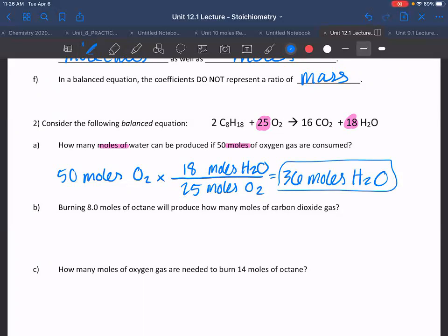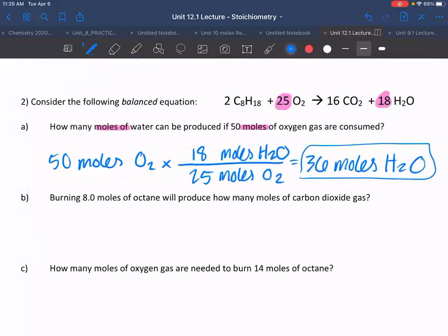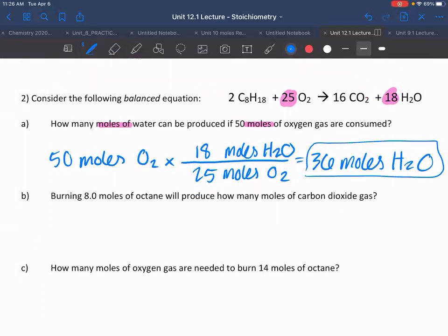Start with what we know. Well, reading this question, I see that we are burning 8 moles of octane. 8 is the only value given to us. That must be what we start with. If we have 8 moles of octane, which octane is the C8H18. Label that for you guys there.